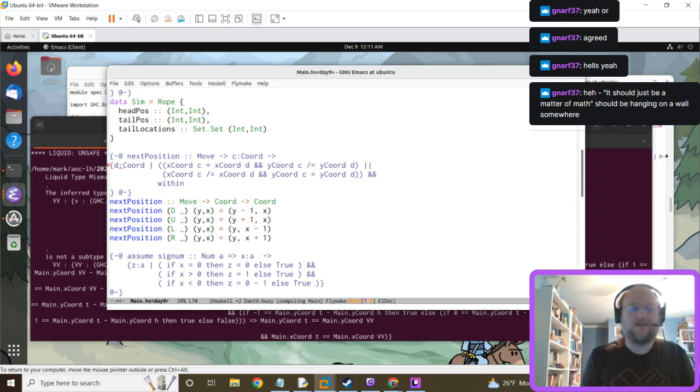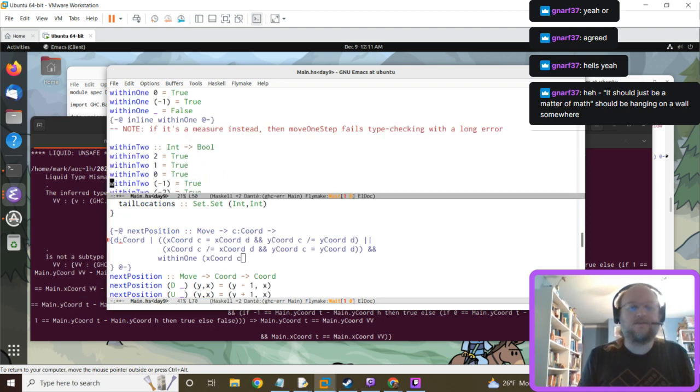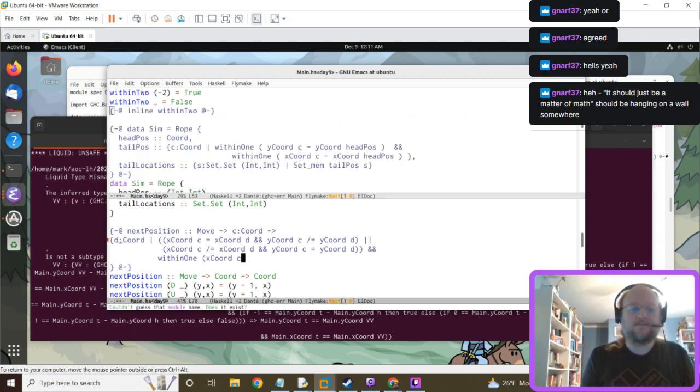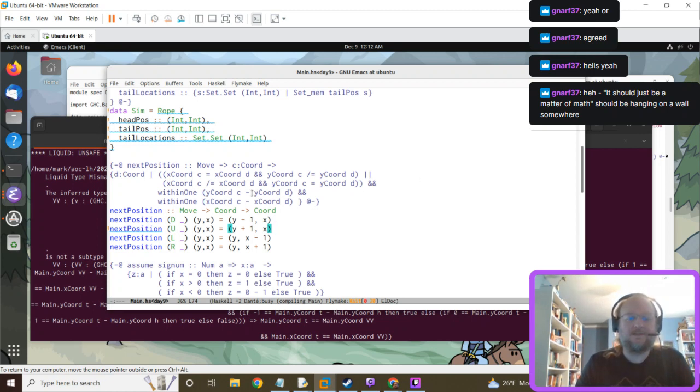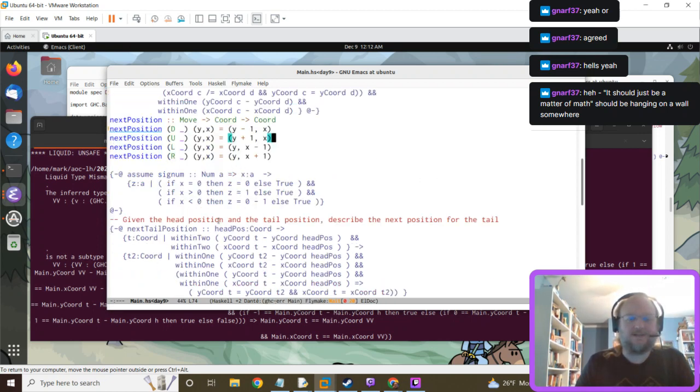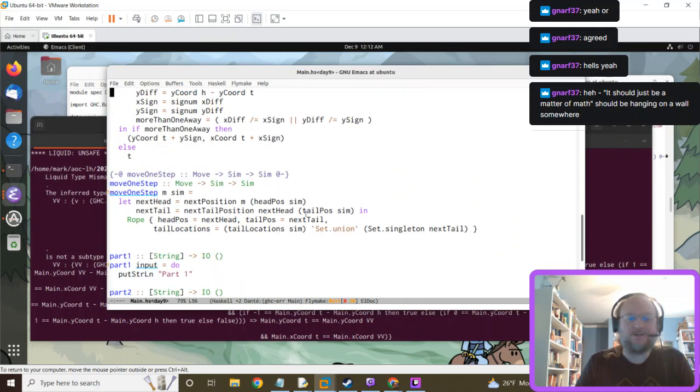So what does that look like? Okay, so that's the facts that we need, and it checked that. So is it happy there? Looks like it.